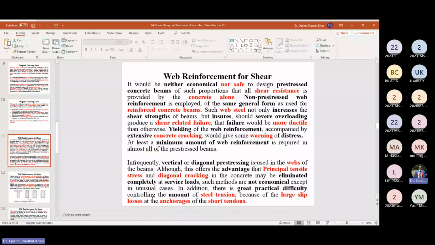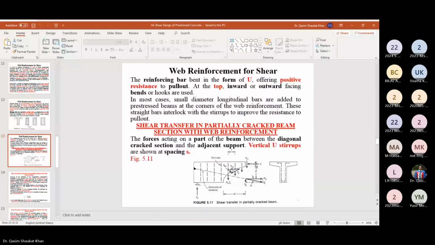Let me show you one figure that can help you. This is a beam, a part of the beam has been shown. This vertical part is your web part, and this is the web reinforcement being provided, the shear reinforcement. And this is the pre-stressing tendon, a line which is passing or crossing the shear reinforcement.